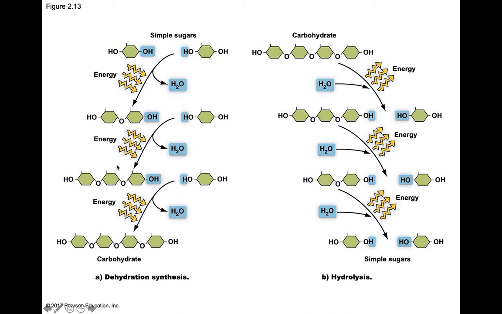So dehydration synthesis, really what we're talking about here, water is a product. So the formation of a complex carbohydrate is a really good example of a dehydration synthesis or an anabolic reaction. Another characteristic here is these reactions require the input of energy, and water is actually a product of the reaction.